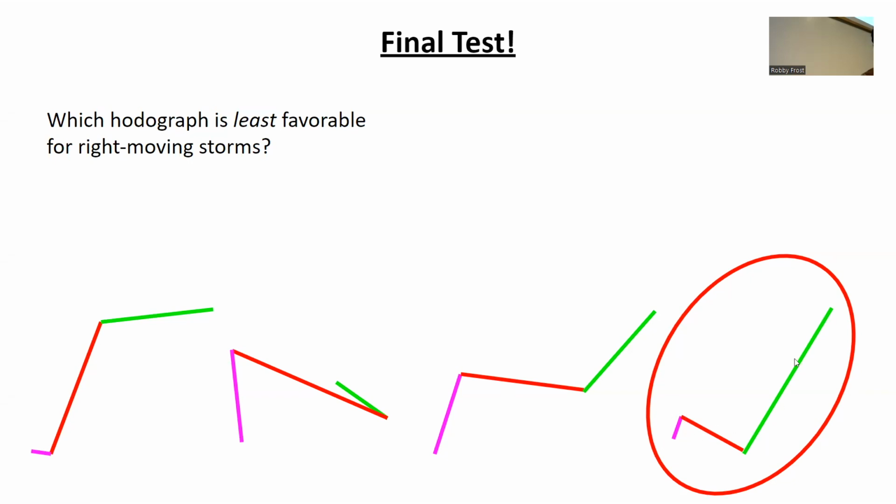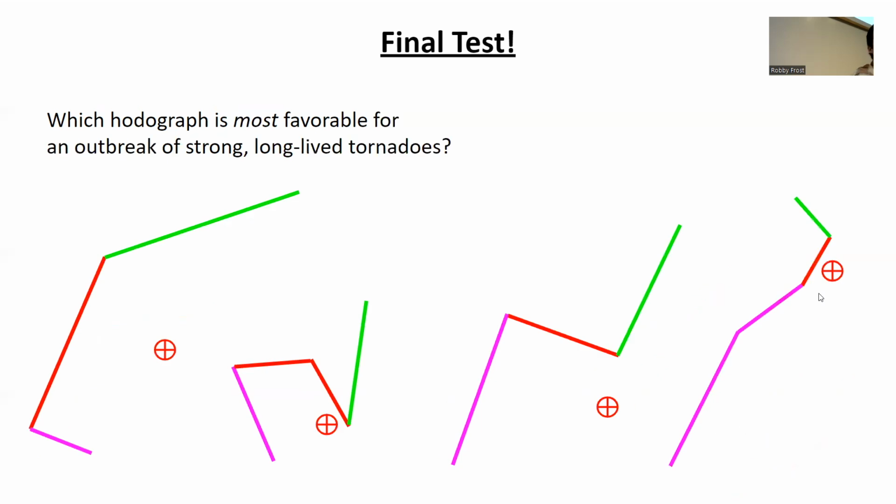Look at how big that concavity is for that left moving storm. We just have a little bit of right moving shear. We have that little hump here, which makes it look like a right moving hodograph. This is really more favorable for left movers.